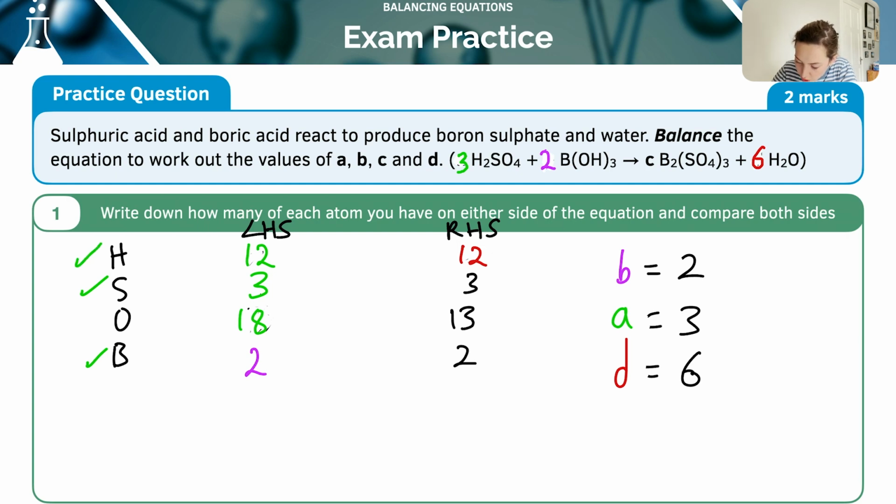But of course, it's also going to have a knock-on impact on the oxygens naturally. I'm going to have 6 more oxygens added in. But luckily, that is going to add 5 to this number, and that's going to make that balanced. So at the moment, by the looks of it, everything is balanced. So C is going to stay as 1. There we go, so C is equal to 1. So eventually it's going to be 3H2SO4 plus 2B(OH)3 gives B2(SO4)3 plus 6H2O. And there is your answer. You might want to rewrite it as A, B, C, D. It doesn't really matter, but we got there.